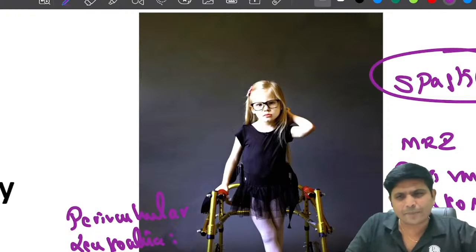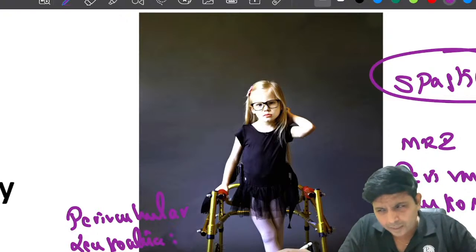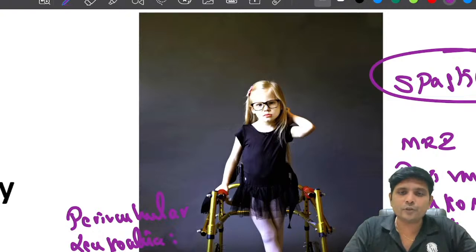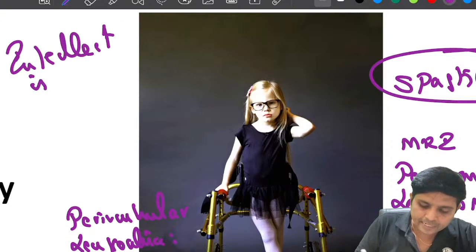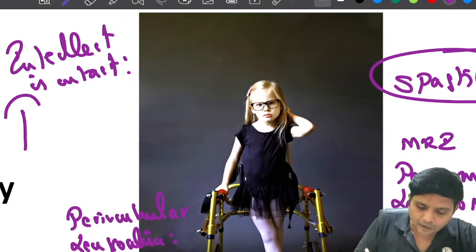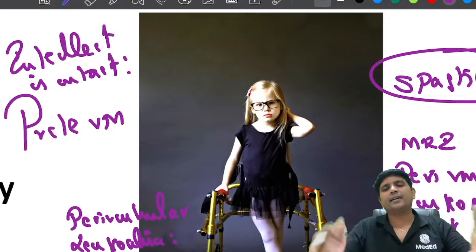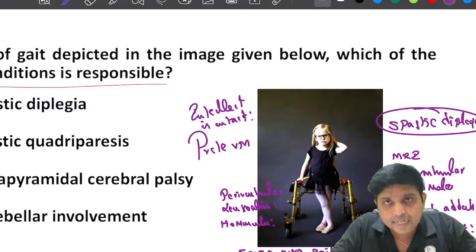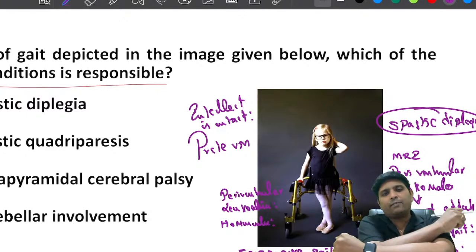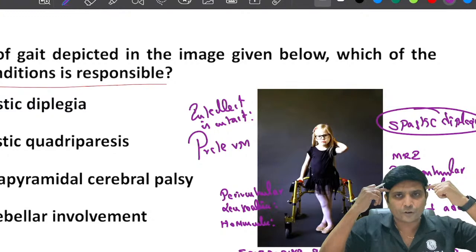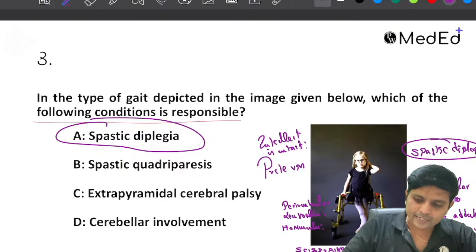What is the treatment of choice? You can give botulinum toxin, or do tendon release surgeries. Here the intellect is intact. It often occurs in preterm. A preterm with toe walking, unless otherwise proved, should be considered a case of spastic diplegia, in which there will be scissoring gait, toe walking, periventricular leukomalacia, and intact intellect. So this is probably a case of spastic diplegia.